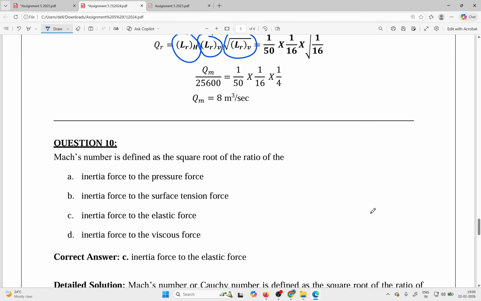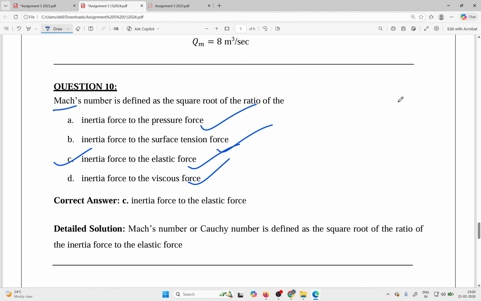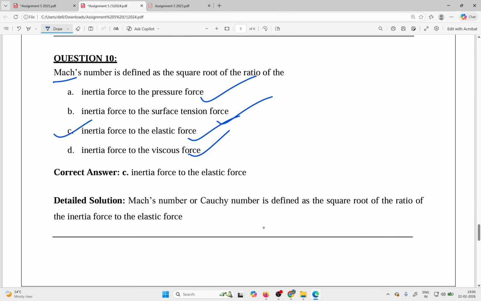Question number 10. Here the Mach number is defined as the square root of the ratio of inertia force by pressure force, inertia force by surface tension force, inertia force by elastic force, inertia force by viscous force. Your Mach number is inertia force by elastic force. Remember please. The Cauchy number is defined as the square root of the ratio of inertia force by elastic force.